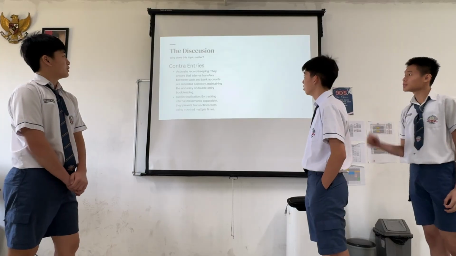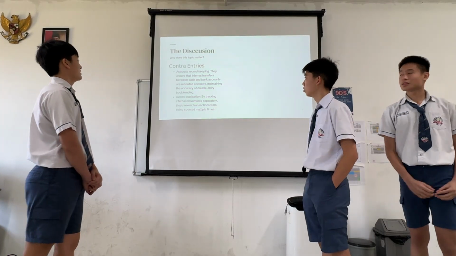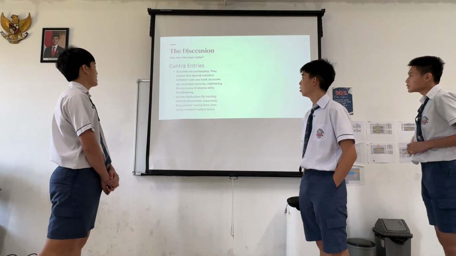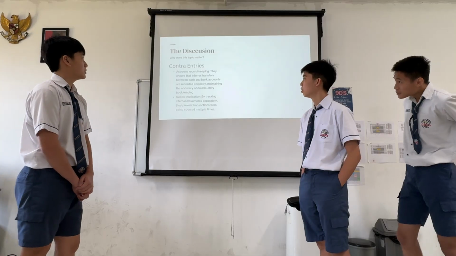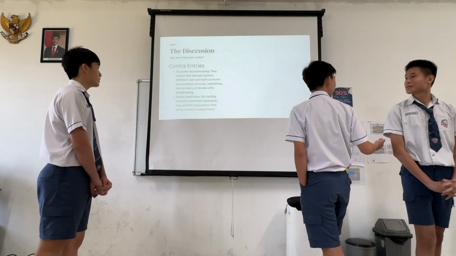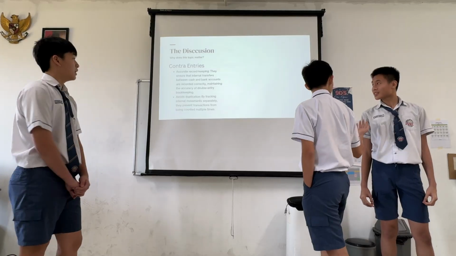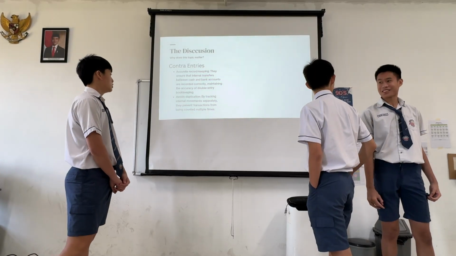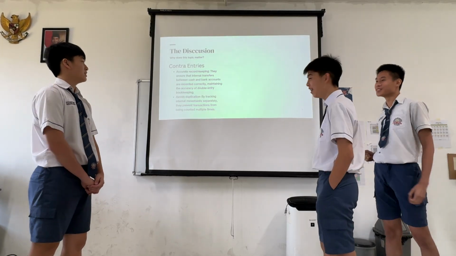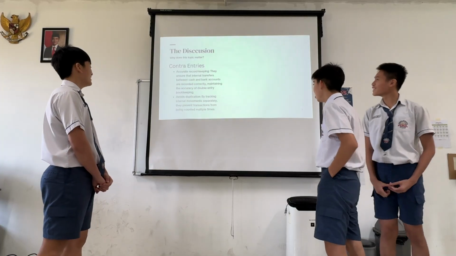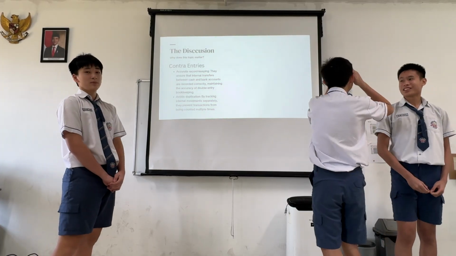The discussion. Why does this topic matter? Contra entries. 1. Accurate record keeping: they ensure that internal transfers between cash and bank accounts are recorded correctly, maintaining the accuracy of double entry bookkeeping. 2. Avoids duplication: by tracking internal movements separately, they prevent transactions from being counted multiple times.